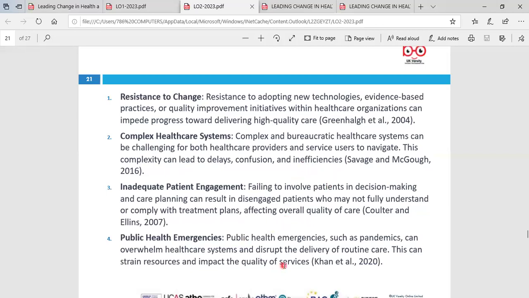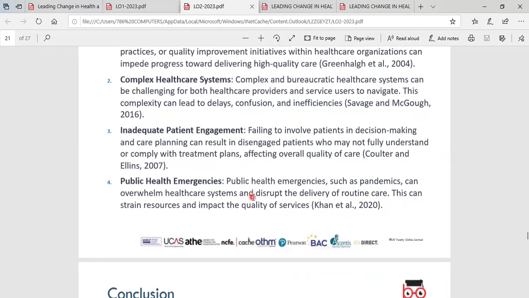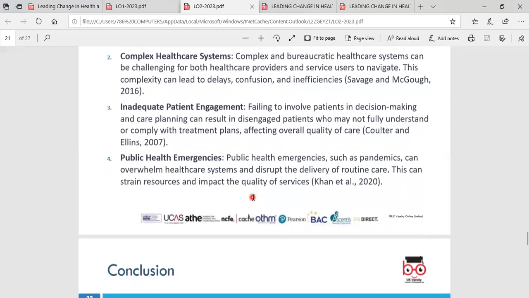Public health emergencies: there's always going to be the threat of pandemics. Then whatever you've planned is going to be disrupted, and certain things will surface, certain things will resurface, certain things will go back to square one. So you can never predict what public health emergencies can do.